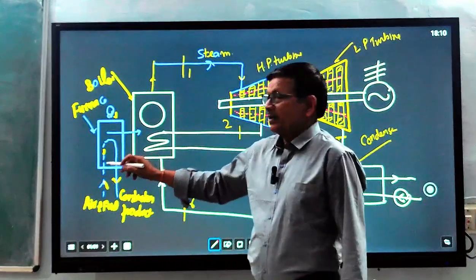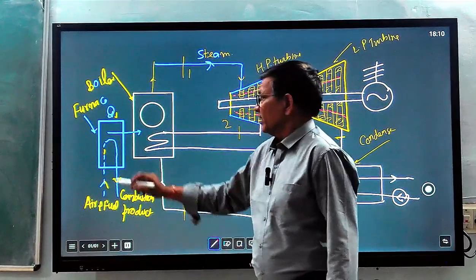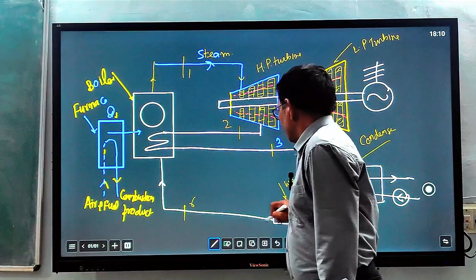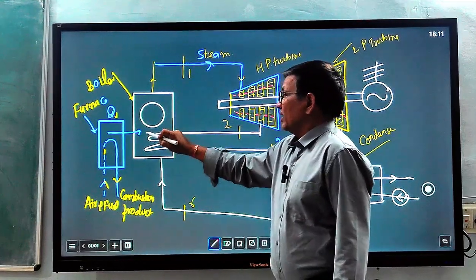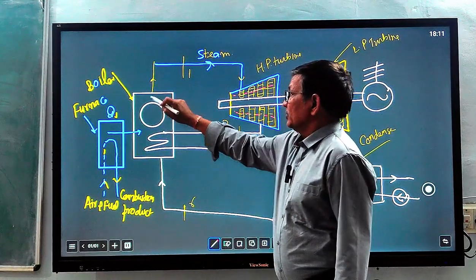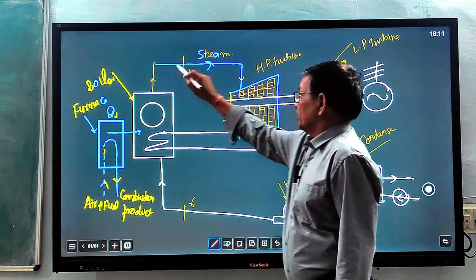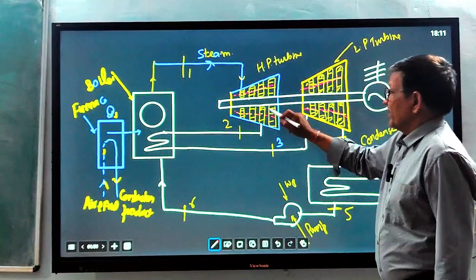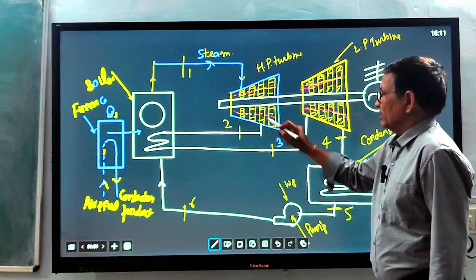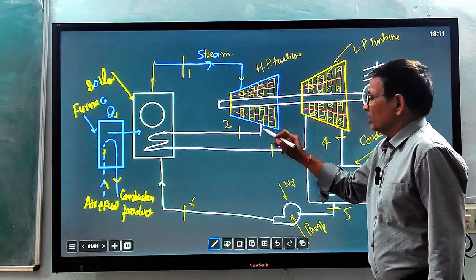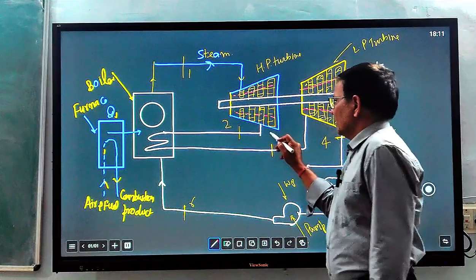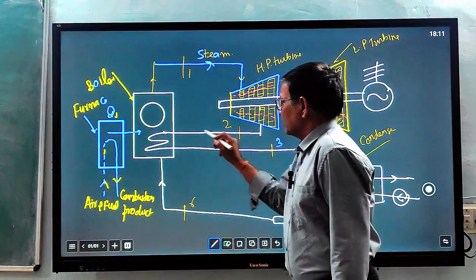with air, and combustion products come out. Heat energy is supplied to the boiler, and the water supplied from the pump comes here and steam is generated. The steam is transported to the high pressure turbine first, and from the high pressure turbine, instead of passing it to the condenser, since the steam has cooled and the pressure has gone down, we bypass it.